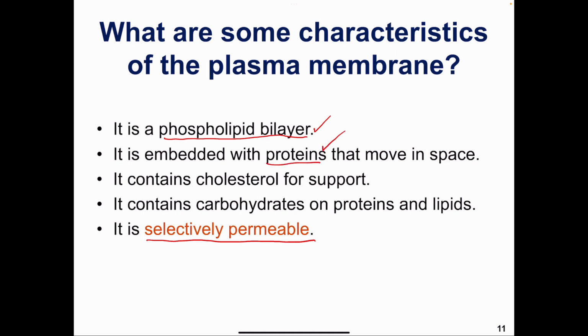What else is found in the plasma membrane? Proteins. Okay? These proteins are embedded in the plasma membrane. These proteins play multiple roles. We're going to discuss that later. And finally, we are going to have cholesterol that plays the role of support, and carbohydrates are going to be attached to proteins and lipids of the plasma membrane.